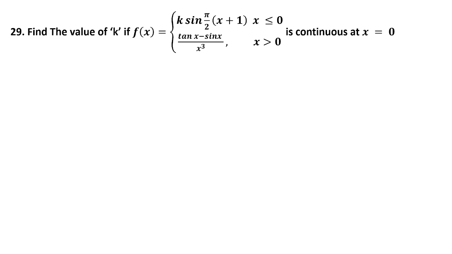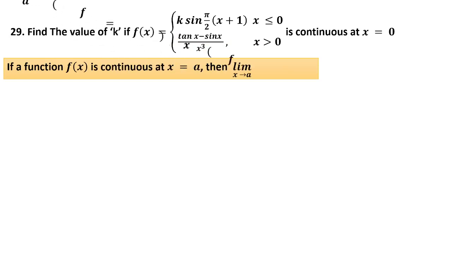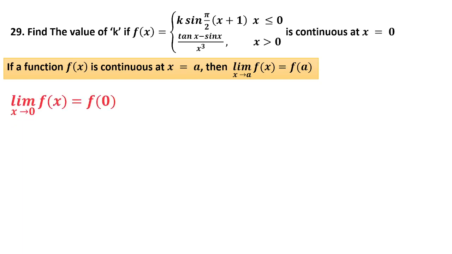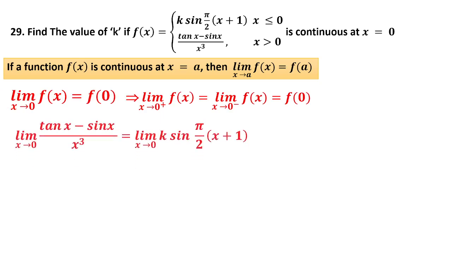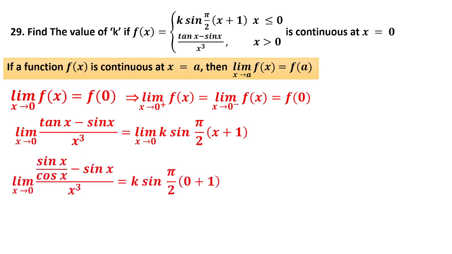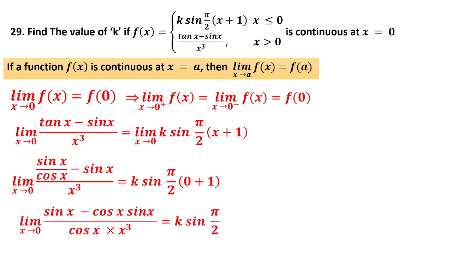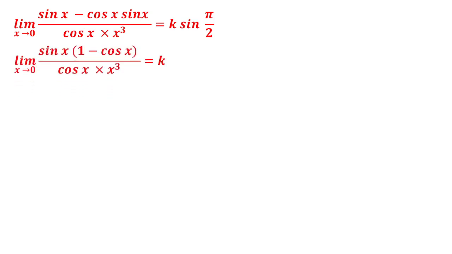Find the value of k for which it is continuous, and we are making use of the condition for continuity. Limit value is equal to functional value. Limit as x goes to 0 will be equal to right limit is equal to left limit. We are substituting the value for the right limit, that is for x greater than 0, and left limit when x is less than 0. Tan x is written as sin x by cos x, and by taking LCM, we are getting this expression now. We can now substitute the value for sin pi by 2.